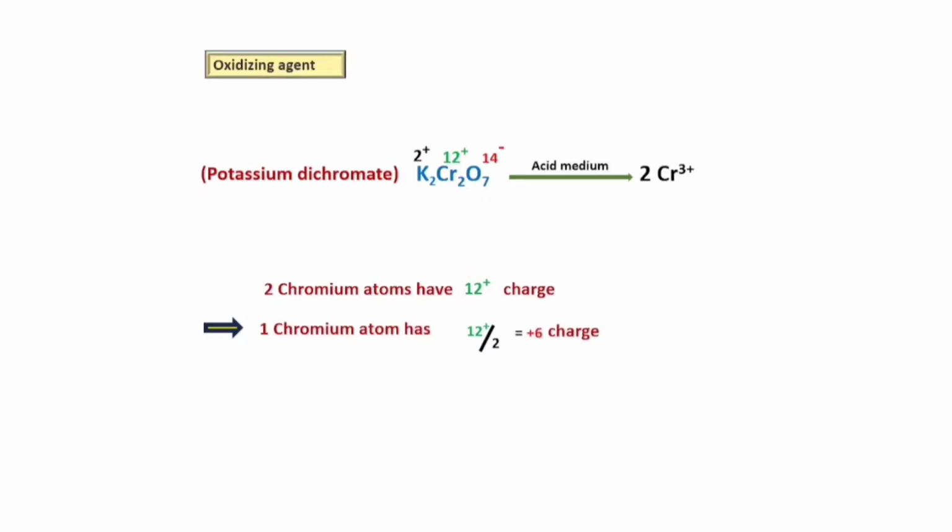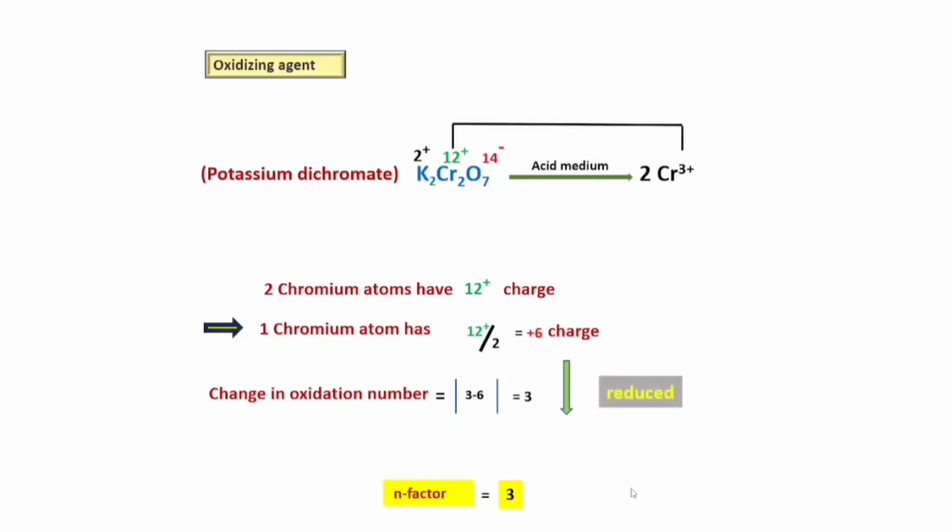So each chromium atom is undergoing a change in its oxidation state. The charge on chromium atom is decreasing from +6 to +3. So the change in oxidation number is the mod value of 3 minus 6, that is 3. Decrease in positive charge means it has accepted electrons, and gain of electrons means reduction. So as a good oxidizing agent, potassium dichromate has N factor 3.